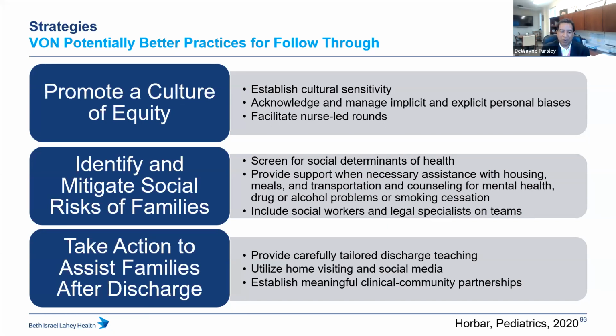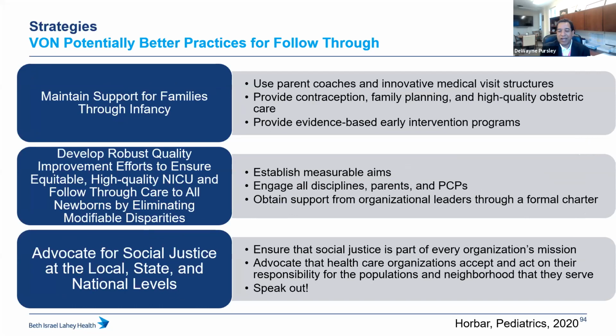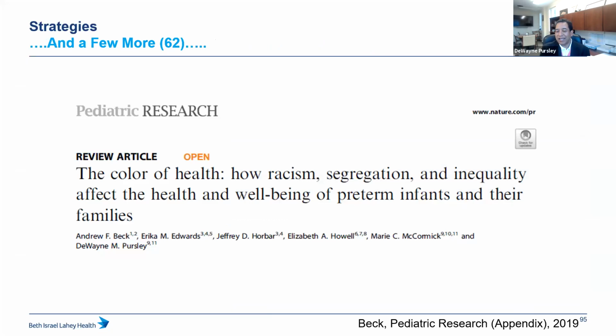And there are 3 more major categories on the next slide. They provide these 6 general categories as examples of potentially better practices for follow-through. Next slide, please. Finally, in the appendix of our article, The Color of Health, we provide several more. There's a total list of 62 that are organized along the same outline structure.